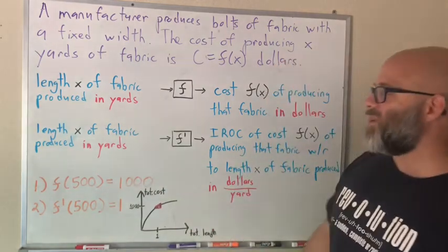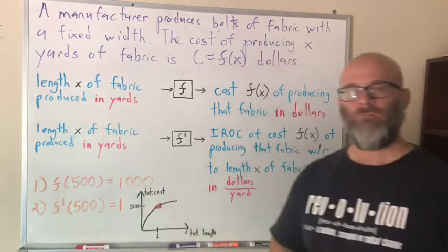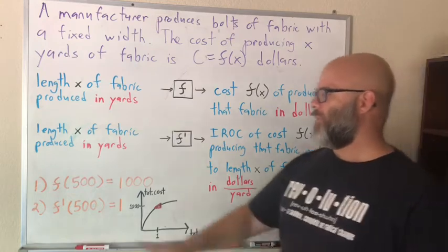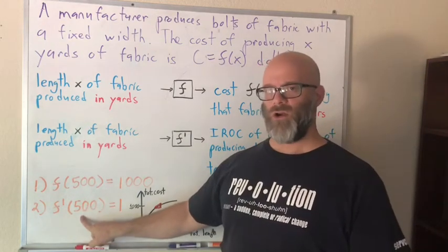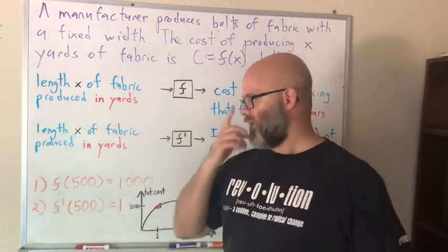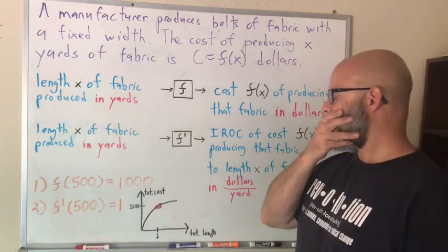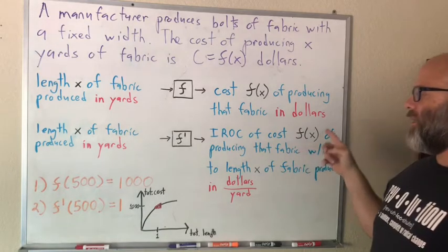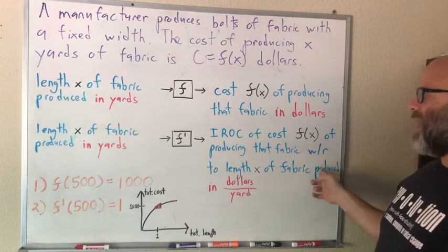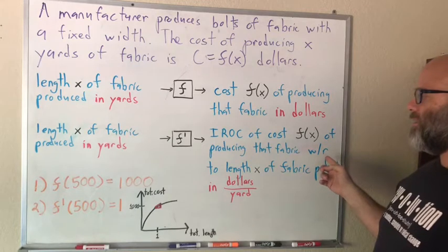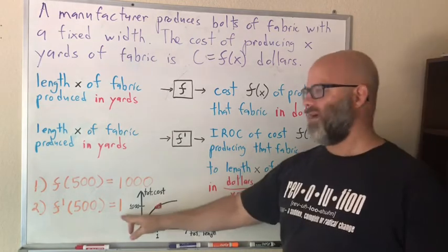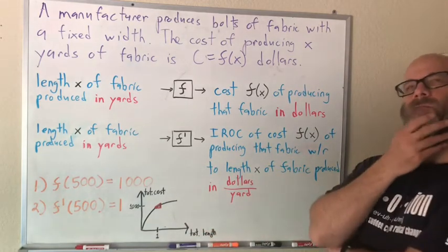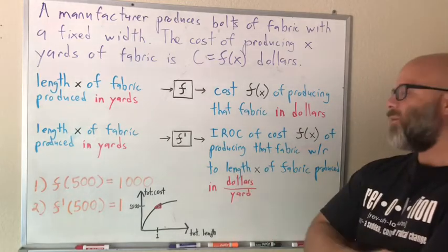Okay. What does f prime of 500 equal 1 mean? Well, when I'm producing a total of 500 yards of fabric, the cost of producing fabric seems to be increasing at a rate of $1 per yard. What does that mean? Let's think about it.